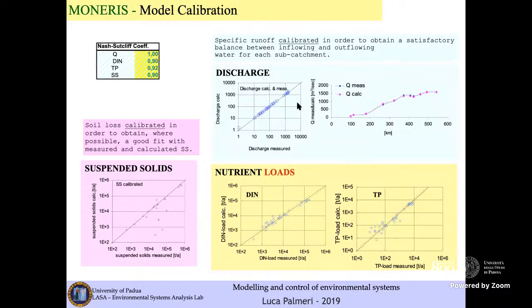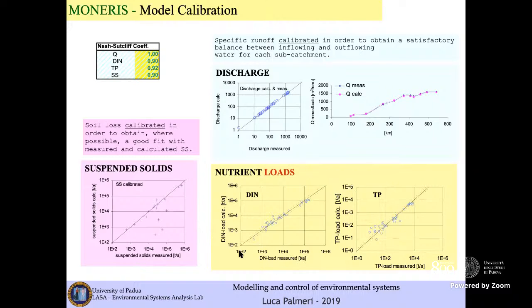Why this? Because we are interested in dissolved inorganic nitrogen and total phosphorus flows. So what happens is that we calibrated the discharge perfectly, changing the parameters of the model so that calculated and observed values of discharge coincide perfectly, and then we are concentrating on what happens to nutrient loads. Do not look at suspended solids because it is problematic, but let us look at what's happening in dissolved inorganic nitrogen and total phosphorus.